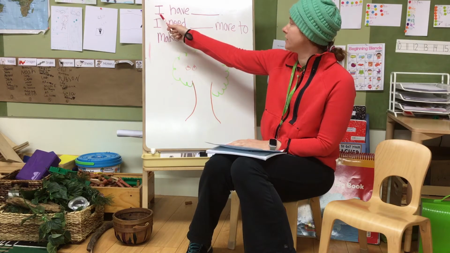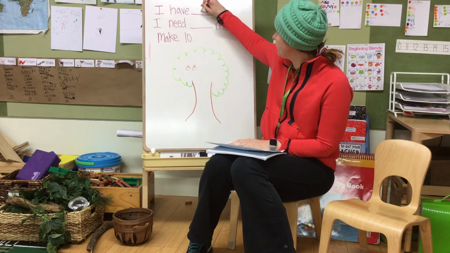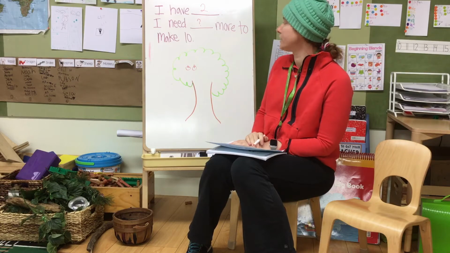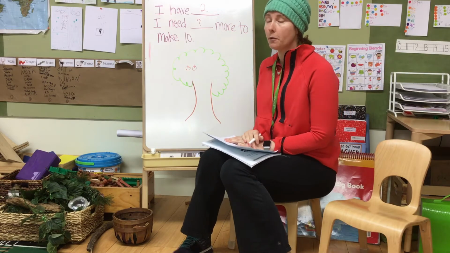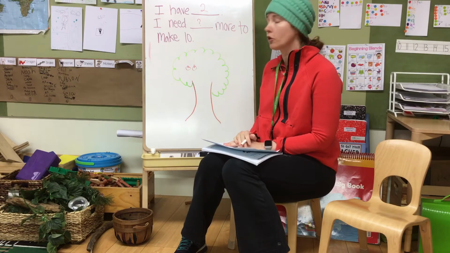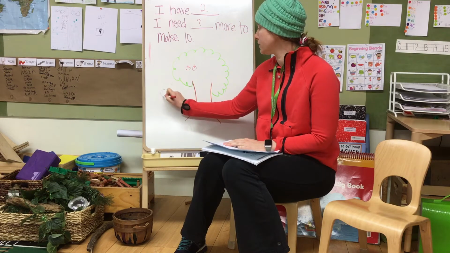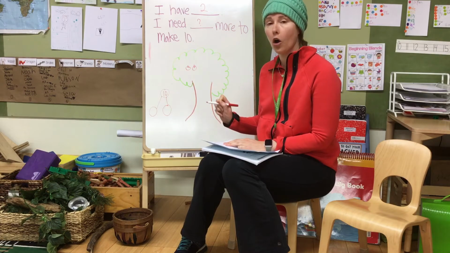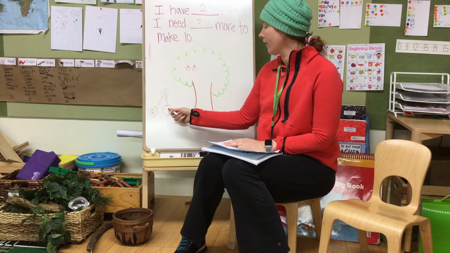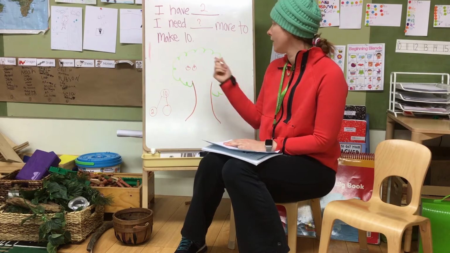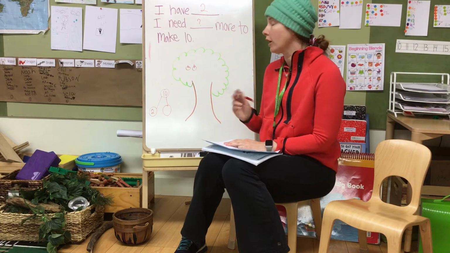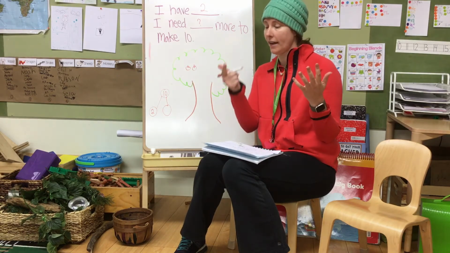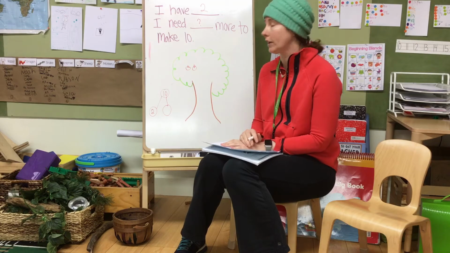So let's read the sentence. I have 2. I need, here's my mystery number, more to make 10. So there's a couple different ways you can figure this out. Maybe you can quickly know your number bond parts, right? If I did a quick number bond, 10 is going to be the whole, and I have 2. If I know what matches with 2 to make 10, then I'll know right away. If I don't, maybe I could use my fingers. I have 2, 3, 4, 5, 6, 7, 8, 9, 10. Maybe I can figure it out that way.